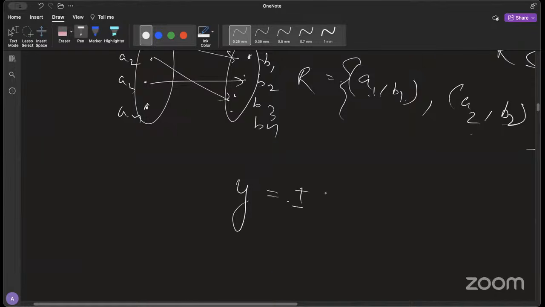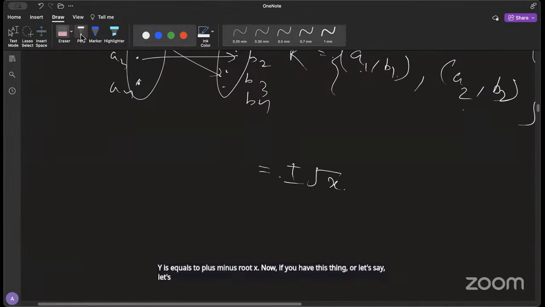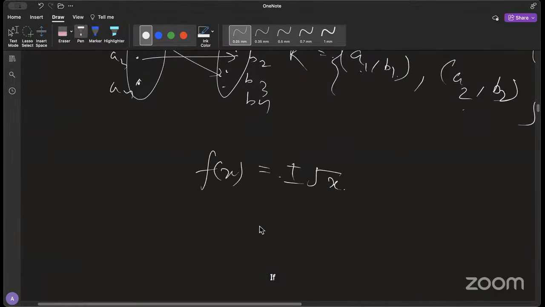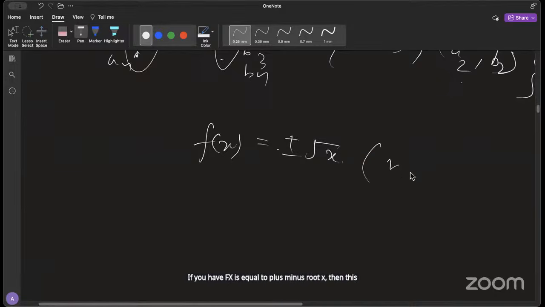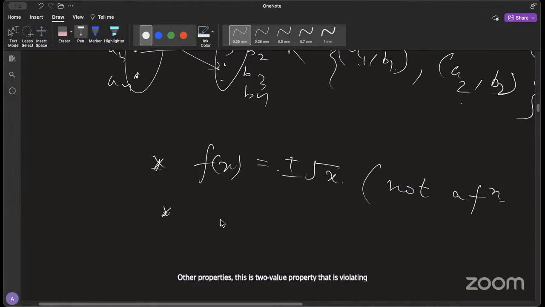For example, you can take y equals plus minus root x. Let's call it f(x). If you have f(x) equals plus minus root x, then this is not a function, because it can take 2 values. This is the 2-value property that it's violating.